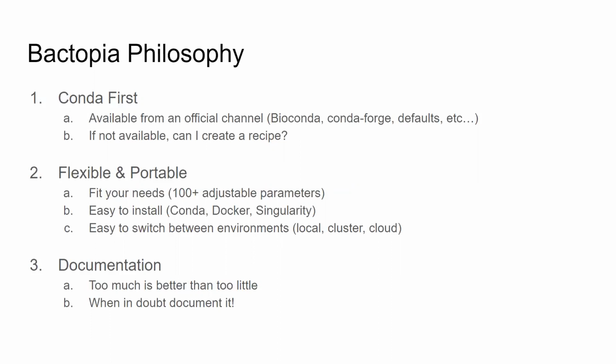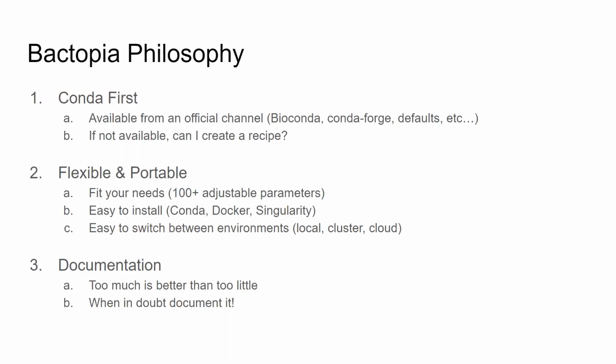I wanted Bactopia to be flexible and portable, so it should fit the user's needs. All the parameters for every tool that's used, you can adjust. There are over 100 adjustable parameters. I don't suggest you go adjusting all 100 parameters just because. I mean, if you want to test Bactopia and figure out the edge cases, thank you, but there are use cases where I need to adjust some parameters for Prokka or stuff like that, but most of the defaults are set by the developers and are good.